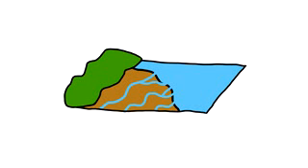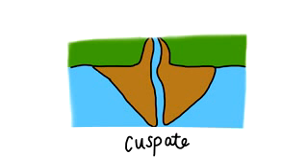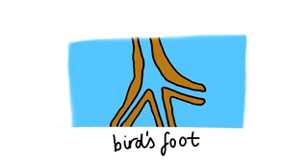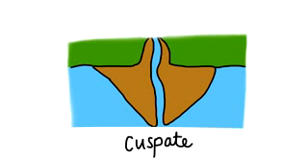The 3 primary delta shapes are the cuspate delta, the arcuate delta, and the bird's foot delta. Cuspate deltas are shaped like a curved V, and they are formed by gentle but opposing sea currents, which spread the sediment out. An example of this would be the Ebro Delta in Spain.